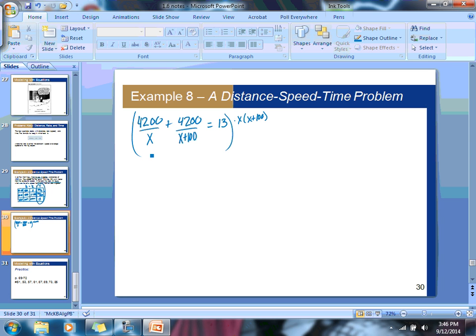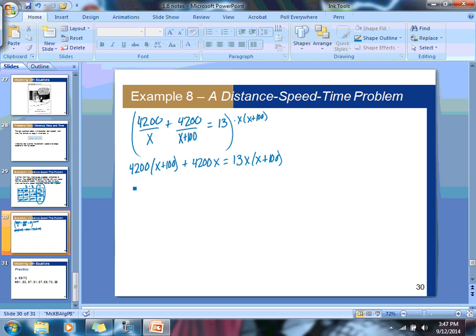But now if I take this first term and multiply it by my common denominator, the x's are going to cancel, but not the 100 plus x. So I'm going to take this 4,200 in my numerator and multiply it by the x plus 100. And in the second term, that x plus 100 will cancel with my common denominator that I'm multiplying by, but not the x. So I have 4,200 times x. And then the 13 doesn't cancel with anything. So all of those are being multiplied together.